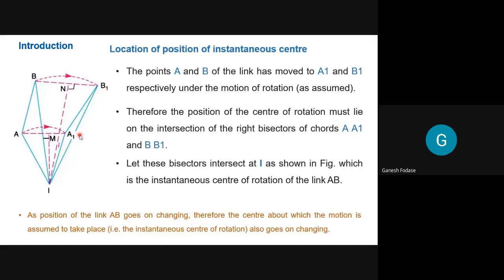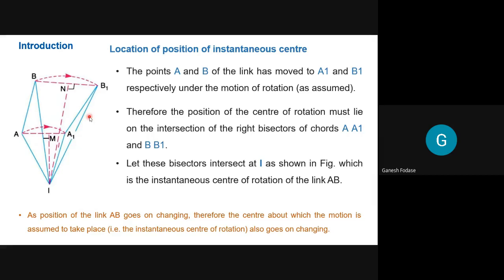And now how do we find I? It's just one technique to find the instantaneous center of rotation. What we do here, just join A1 and B1. There are only two positions, AB and A1 B1. Other things are just construction part. I hope you are getting what I'm saying. There are two positions of the body. AB is the first position and A1 B1 is the second position.